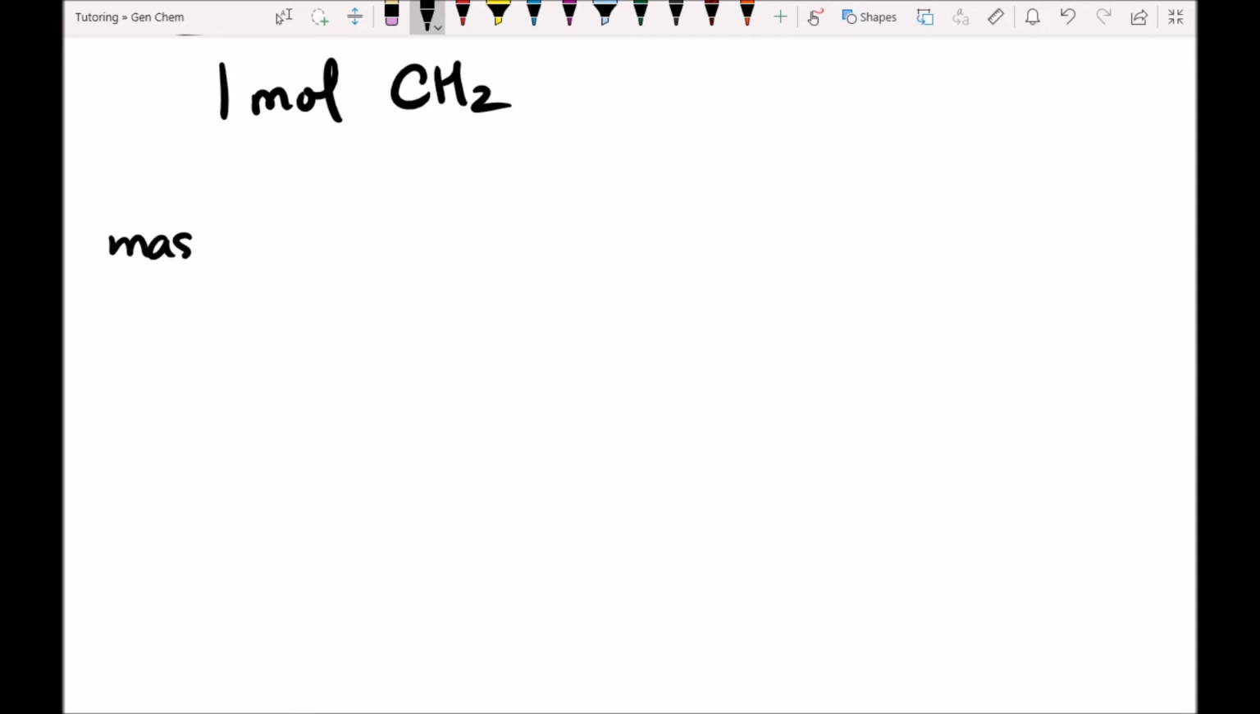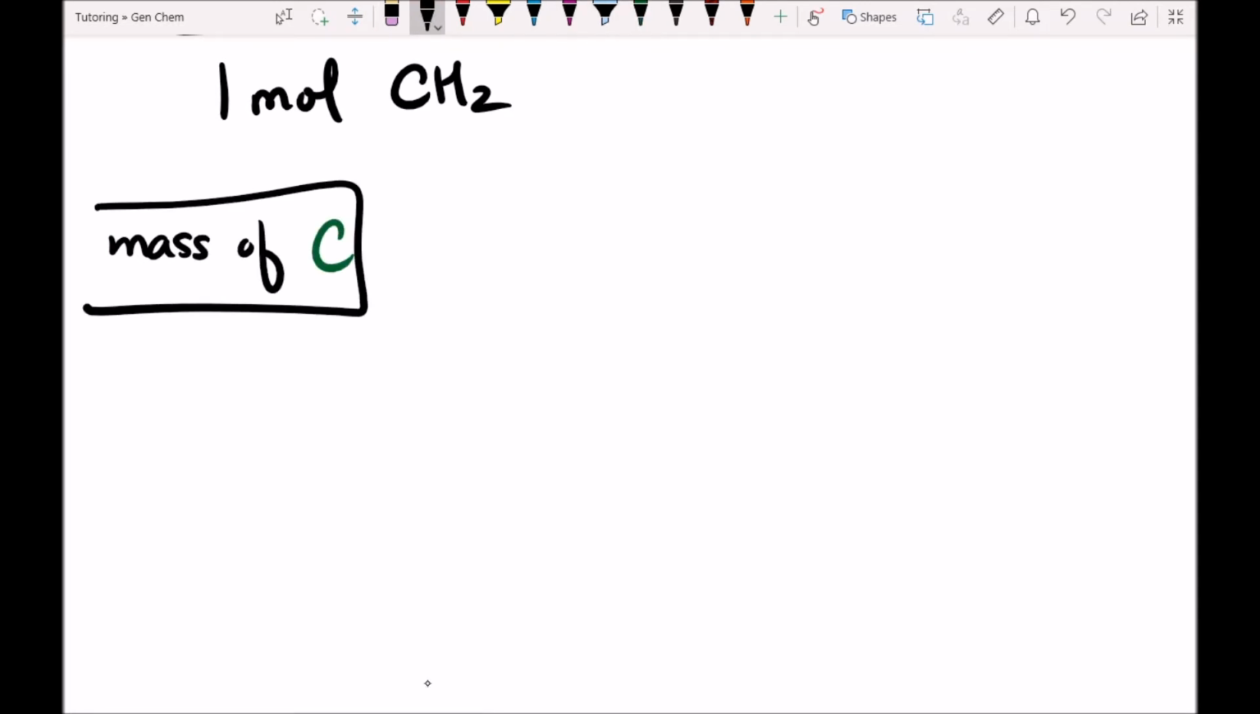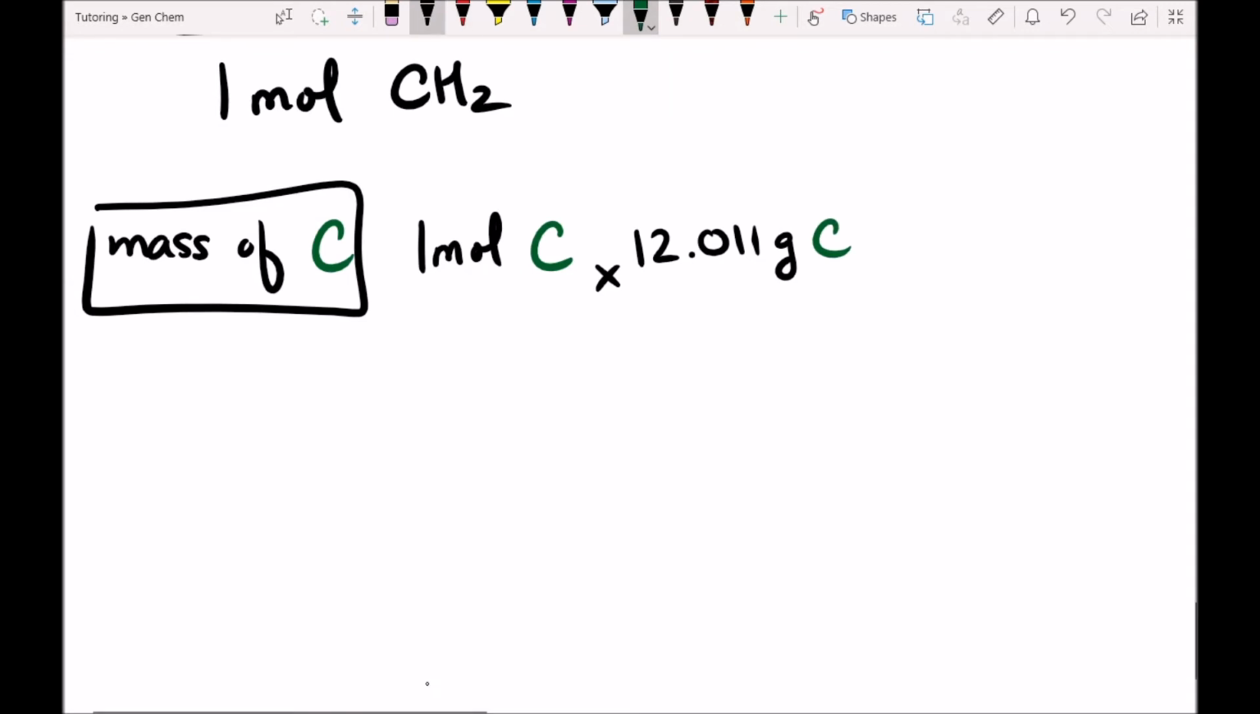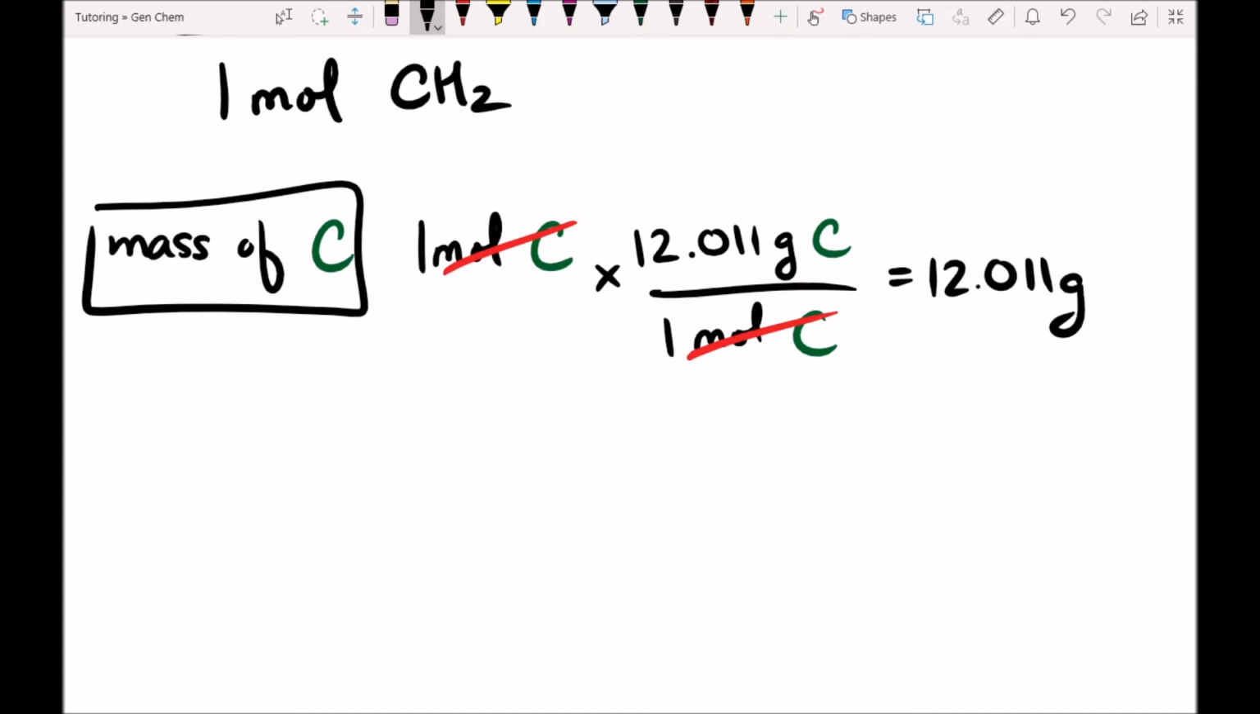So let's look at the mass of carbon. We know we have 1 mole of carbon within 1 mole of CH2. And we're going to multiply that by the molar mass of carbon, which is obtained from the periodic table, and that's 12.011 grams of carbon per 1 mole of carbon. Moles carbon cancel, and we get a mass of 12.011 grams of carbon.